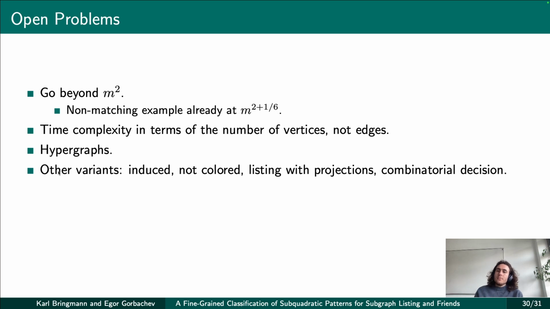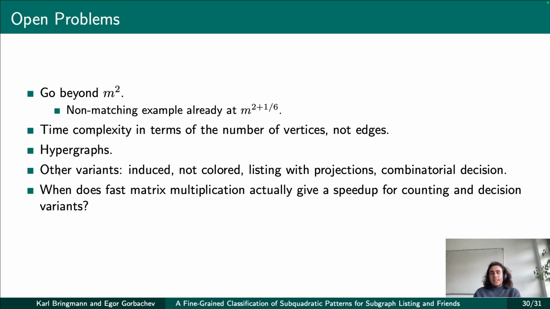Furthermore, our algorithms and clique-based lower bounds work for the combinatorial decision variant of the problem, but the min plus convolution-based lower bound does not. And it would be interesting to know whether there is a workaround. And finally, decision and counting variants of the problem are sometimes faster due to the existence of fast matrix multiplication algorithms. But fast matrix multiplication does not always give you an improvement in time complexity. So it would be interesting to know for which kinds of patterns it actually gives a speed up.